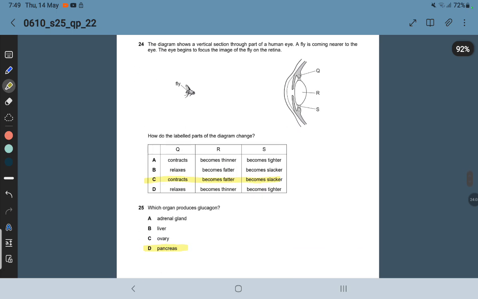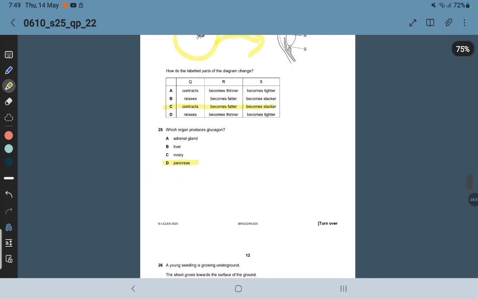24, well, it is C. I'll tell you why it's C. It's something to memorize also. It's not like thinking, it's a fact. So Q contracts, and the R becomes fatter, and S becomes slacker. Slacker means it's less tightened. So when a fly is coming near to your eye, the eye takes these conditions for the fly to be seen clearly.